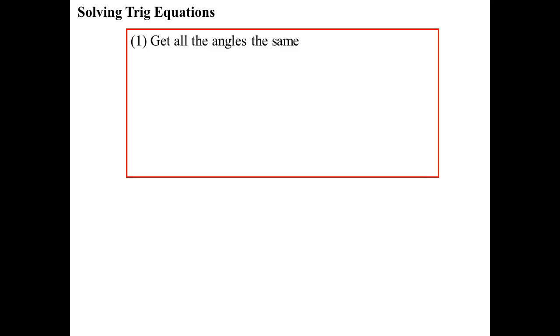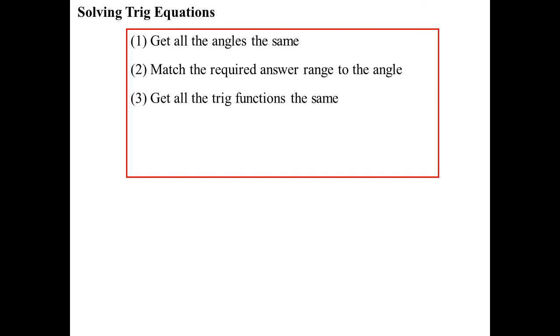So the idea when solving it, we want all the angles to be the same. So all thetas or all 2 thetas or whatever it happens to be. Then we have a look at the range, and we've got to match the range to the angle. Normally they'll say something like theta's in between 0 and 360. So if you're working with 2 theta, then you've got to look for answers between 0 and 720. Then get the trig functions the same. So that might involve using a trig identity or something. And then once we've got that, we can just treat the trig as if it's a pronumeral, and we just solve like a normal equation.